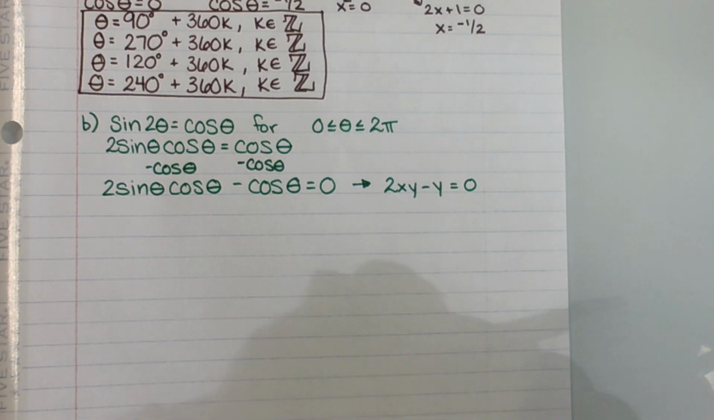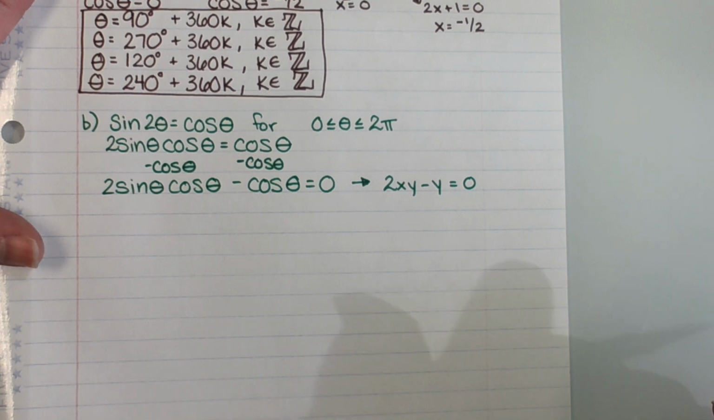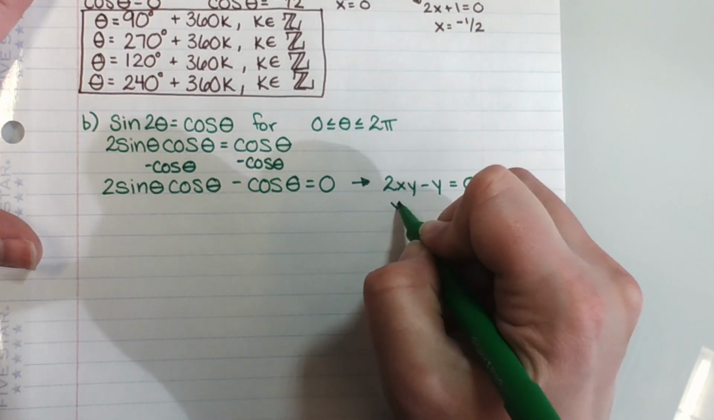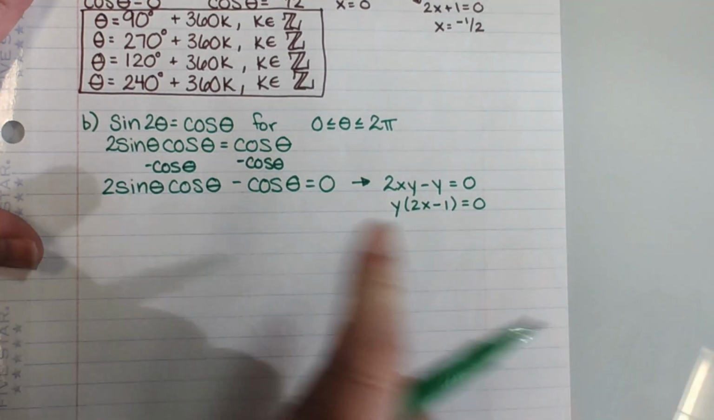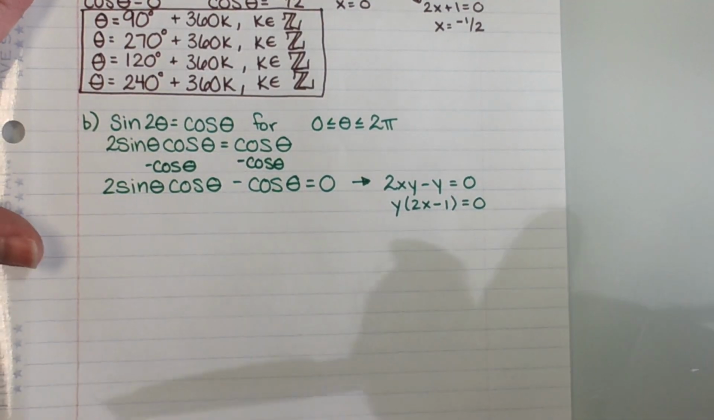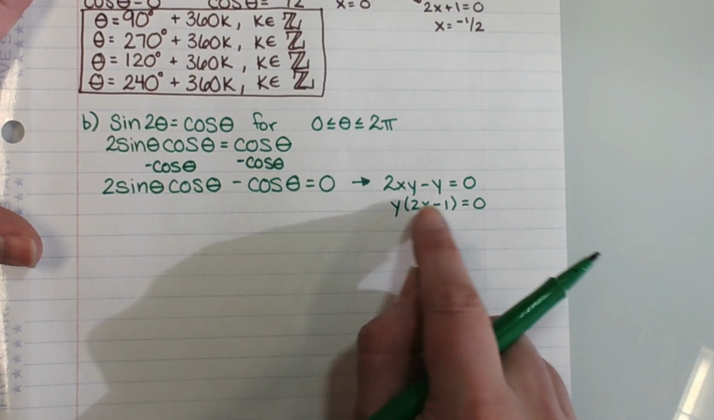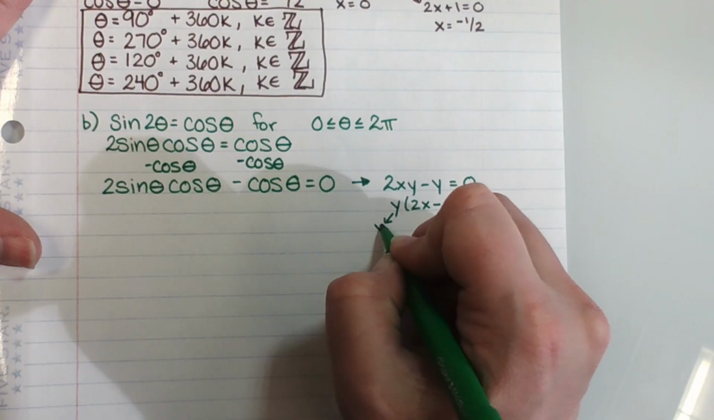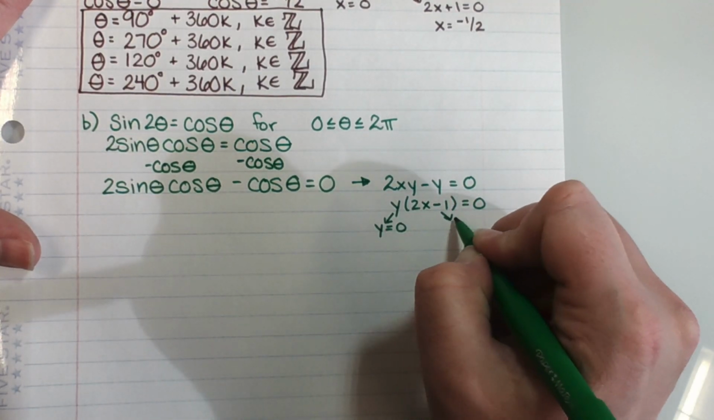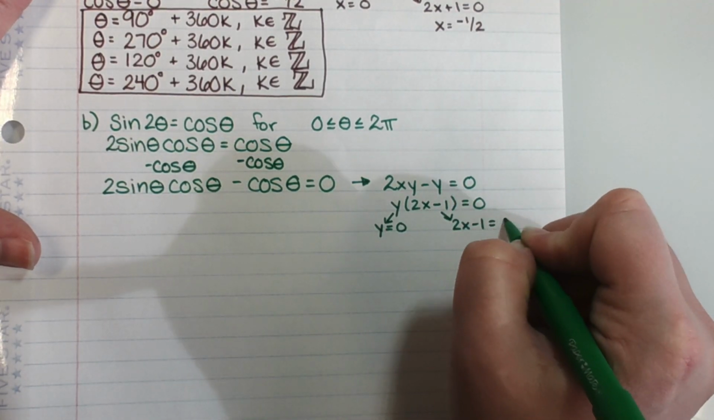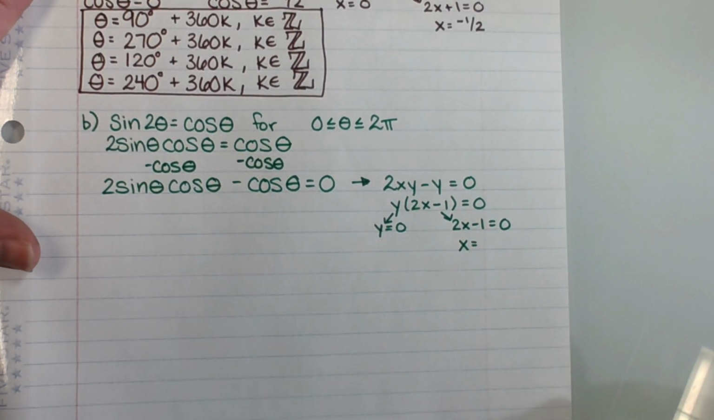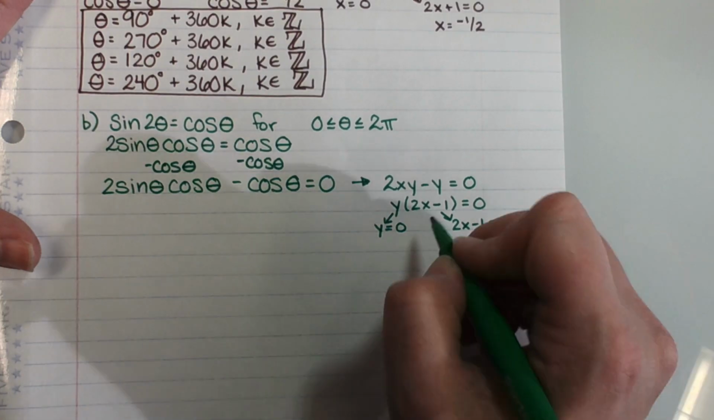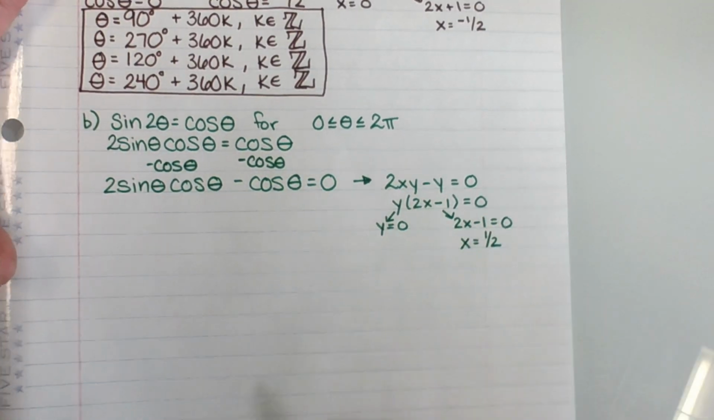Or the other option, factor it. I can factor out a y, leave me with 2x minus 1. Or, if you prefer, factor out a cosine. My factors have x and y separate, so I can set them individually equal to 0. I get y equals 0 and x equals, add 1, divide by 2, 1/2.